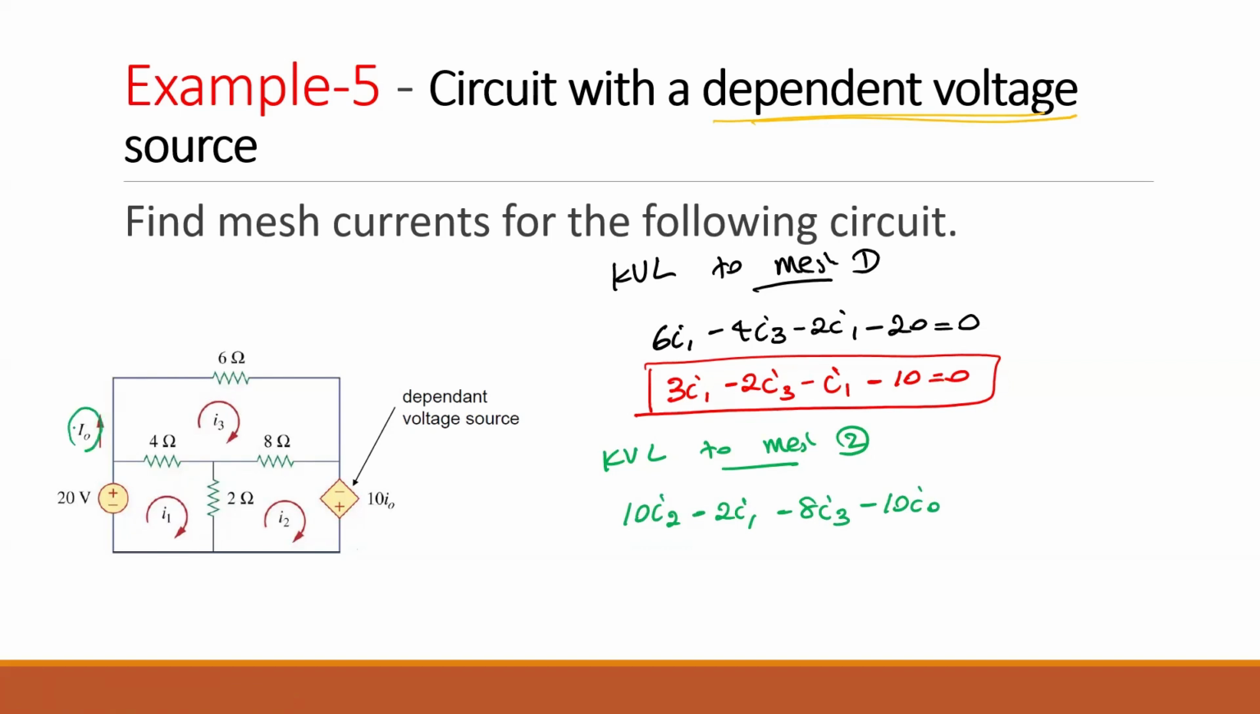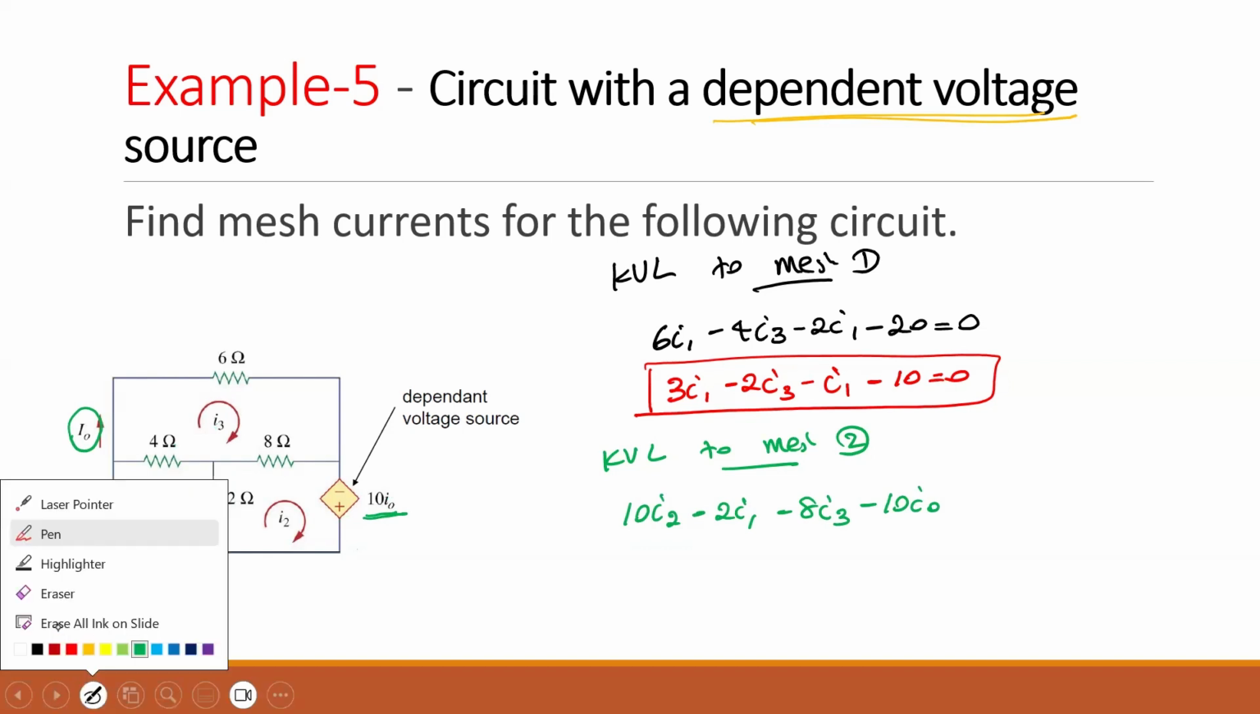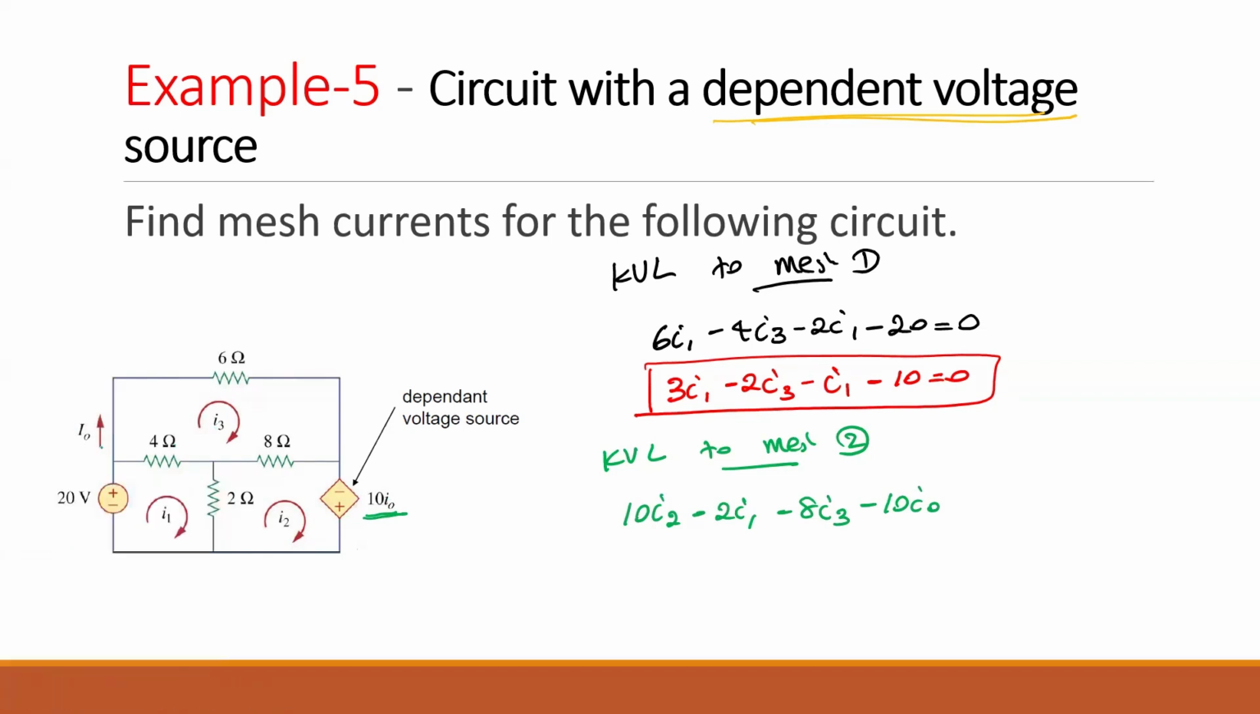So here I note is you have to figure it out. This voltage source is depending on the I node current. I node current is given to us. Which one is I node? I node is the current going upward in this branch. So that is the same current going all the way around. So I node is equals to I3. Do you agree with me?